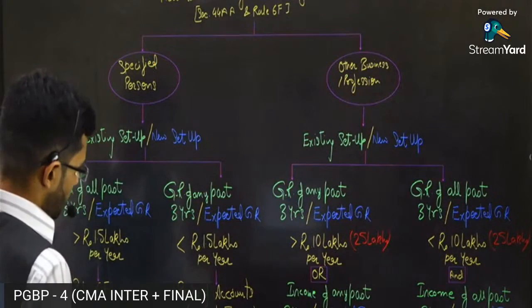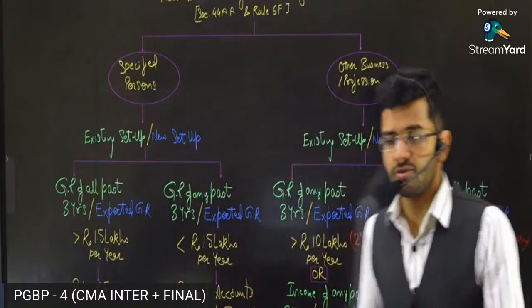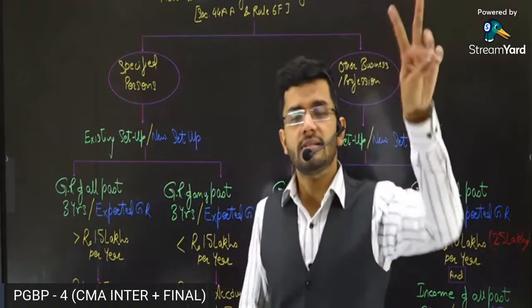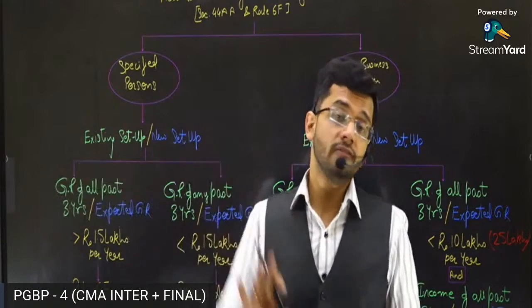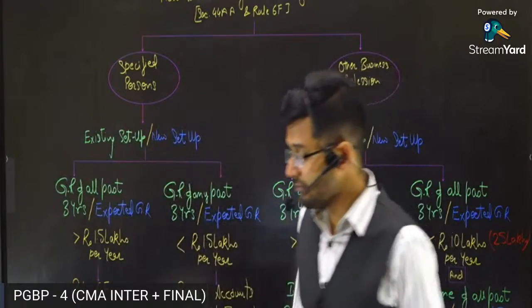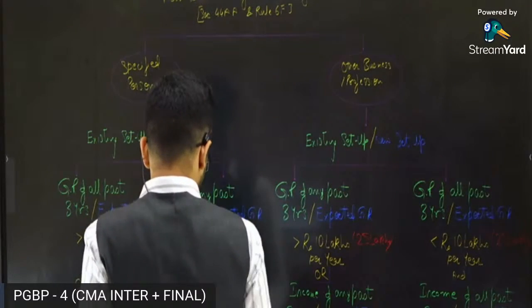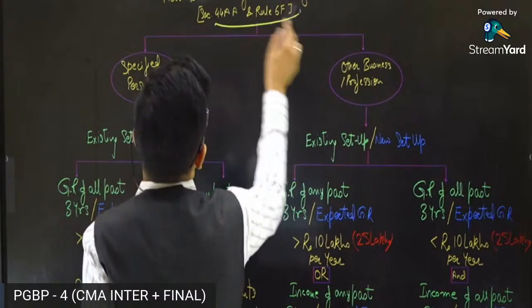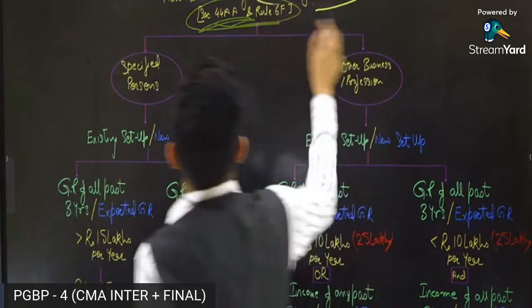Okay, so guys, now we move on to the next sections of our syllabus. Two very, very important sections: maintenance of books of accounts and audit of books of accounts. These are two sections which are very, very important from an exam standpoint. Maintenance of books of accounts is section 44AA, read with Rule 6F.